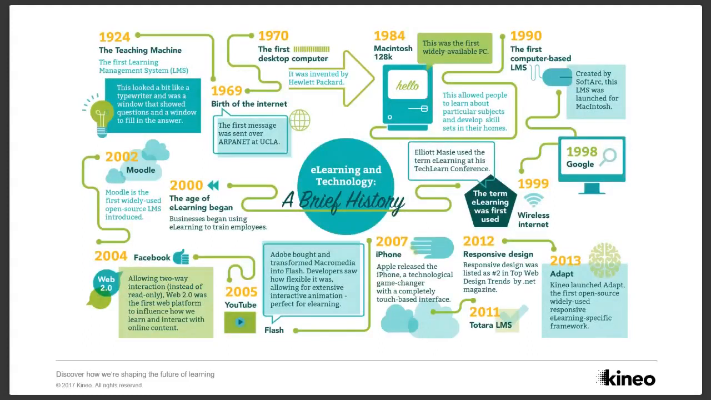Right, so on the screen, we have a bit of an infographic that I've put together. Basically, this highlights e-learning and technology, and it's a brief history of how we got to where we are today. Now, I've gone pretty far back to 1924, but that's actually when the first LMS was created. At the time, it looked a little bit like a typewriter. Moving right along, the birth of the internet, 1969. I think it's pretty pivotal in learning and technology. And we have a little bit of a trivia question around that later, so be prepared.